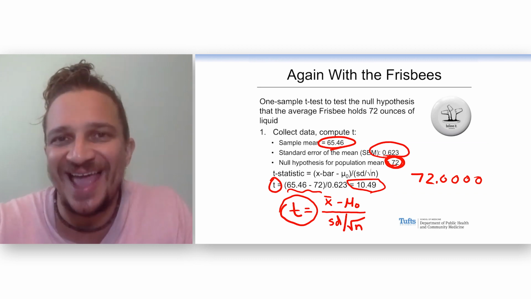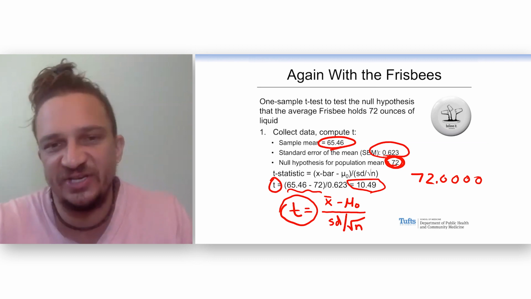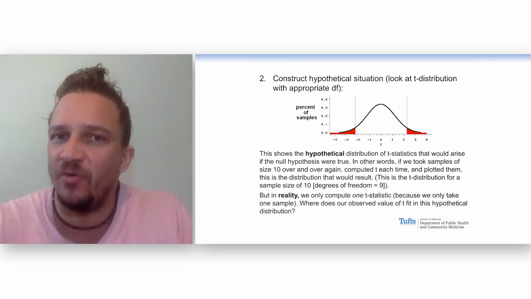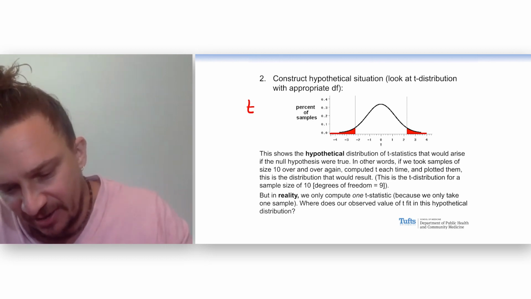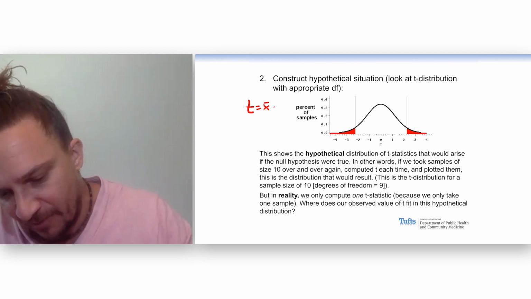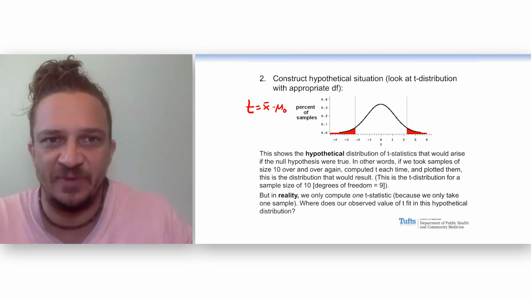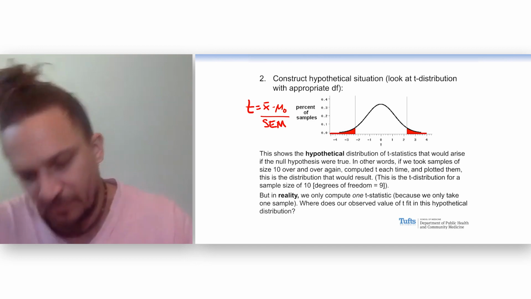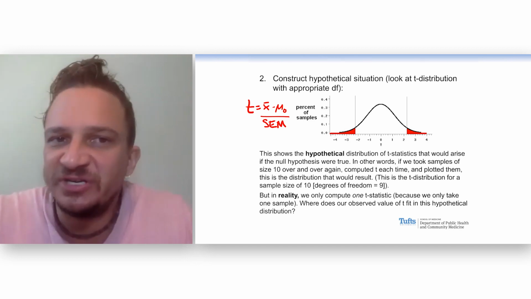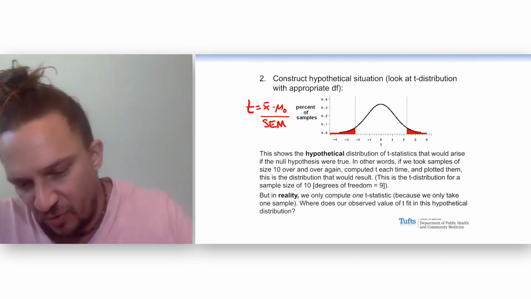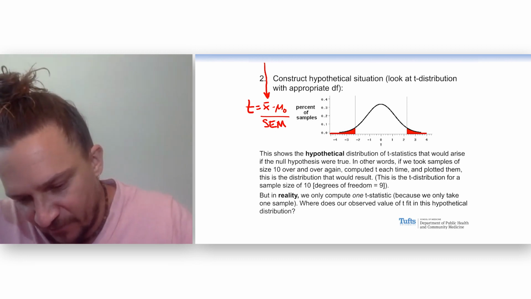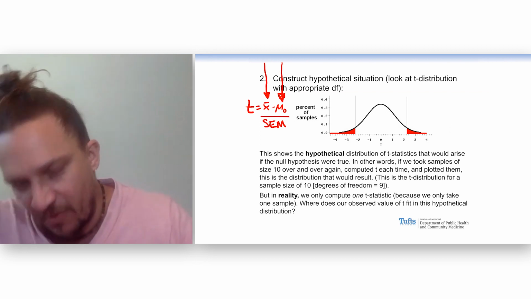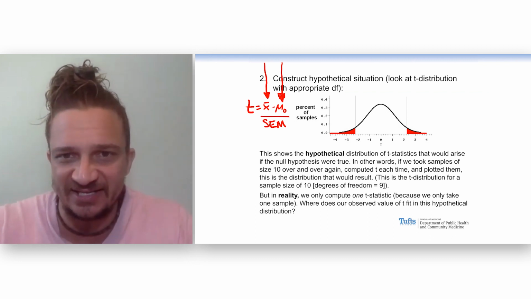Now, what does that mean? Can we turn that 10 into something that's meaningful? Well, we ask, what would we expect to get if the null hypothesis were true? Remember, T is your mean minus the hypothesized mean divided by SEM. So what would you expect to get if the null hypothesis were true? You would expect to get something around 72, and your null hypothesis is 72. So 72 minus 72 is 0. You would expect to get something around 0.